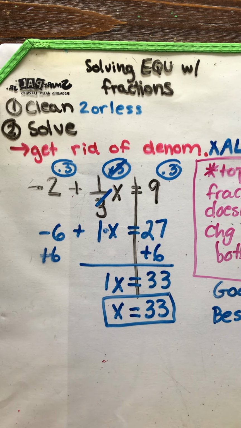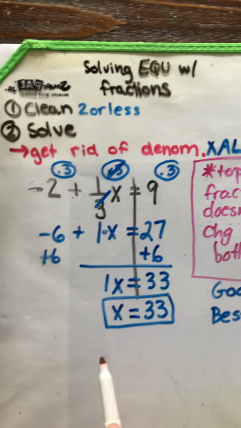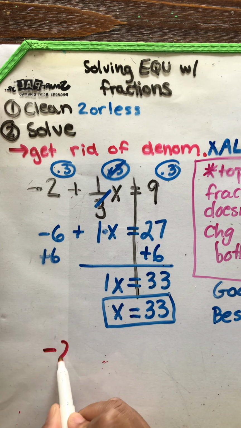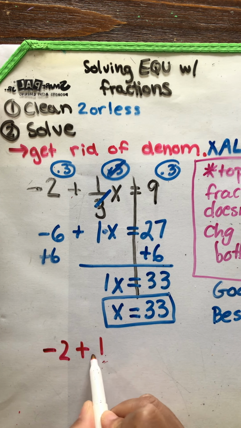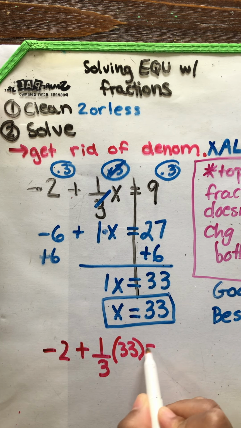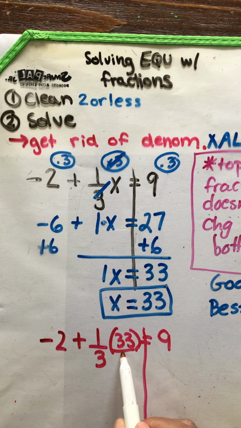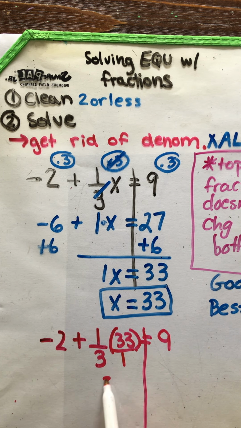Now, if I plug this into the problem, which I will do for this one, you're going to see that this actually is going to work. So I have a -2 plus 1/3 x, which I just found was 33. I'm hoping that it equals 9. That's my goal, to make this left side equal to the right side. So let's do this. Top times top, bottom times bottom. That's a recall box, is 11.